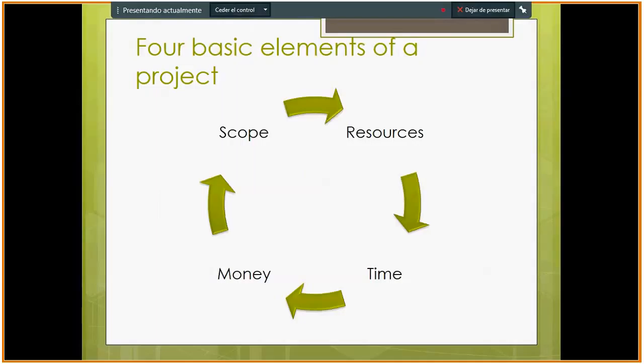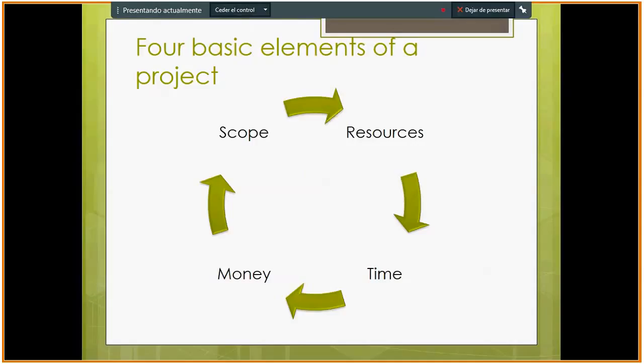Okay, four basic elements of a project. The first is resource. For example, the people, equipment, and materials needed. Another element is the time. Each activity will need to be timed so that an overall project duration can be worked out.